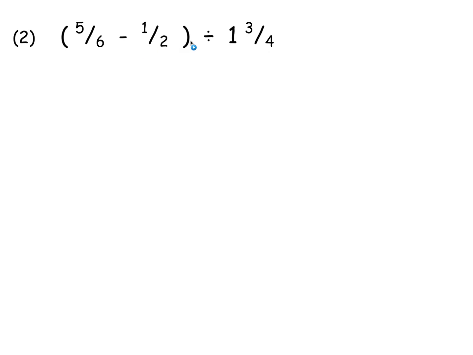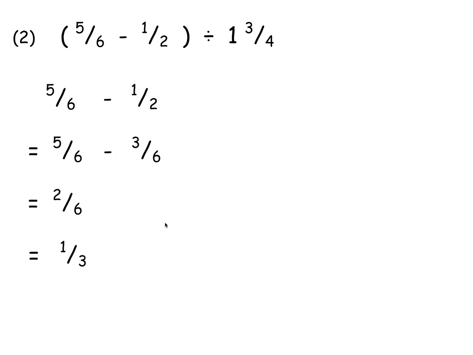Here, the division doesn't go first because there's brackets. You always do brackets first. 5/6 minus a half. 6 times table, 6 ones are 6. Well, 2 goes into 6, so you go to sixths. So that's still 5/6, and that becomes 3/6. 3 times 2 in the bottom, so 3 times 1 in the top. 5/6 minus 3/6 is 2/6, and 2/6 will simplify to 1/3. You can divide top and bottom by 2.